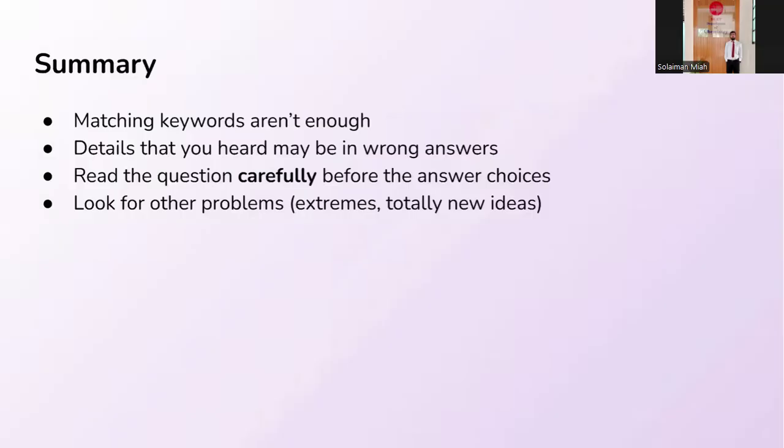To sum it up, wrong detail answers reuse information you heard, but apply it incorrectly. Matching keywords is not enough, because correct answers depend on how details answer the question. Always read the question carefully before looking at the choices, and be alert for distorted details, extreme language, or new information. Focusing and double-checking on the question first is the most reliable way to avoid this trap.